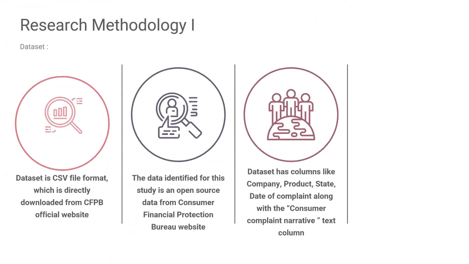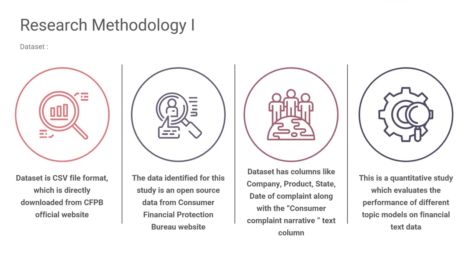The data set we have is a CSV file, which is directly downloaded from the CFPB official website. As I told you, CFPB is the Consumer Financial Protection Bureau. The data identified for this study is open source. The data set has columns like company, product, state, date of complaint, along with the consumer complaint narrative, which is a text column. This consumer complaint narrative is the column on which we are doing the analysis. This is a quantitative study which evaluates the performance of different topic models on financial text data.